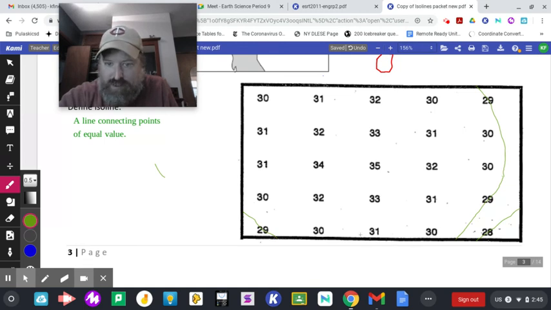Could you go underneath that 31 there? Yeah. Is it a pain? Yeah, so don't do it. 30, 30, 30. I'm going off the map again. Coming back on here. 30.